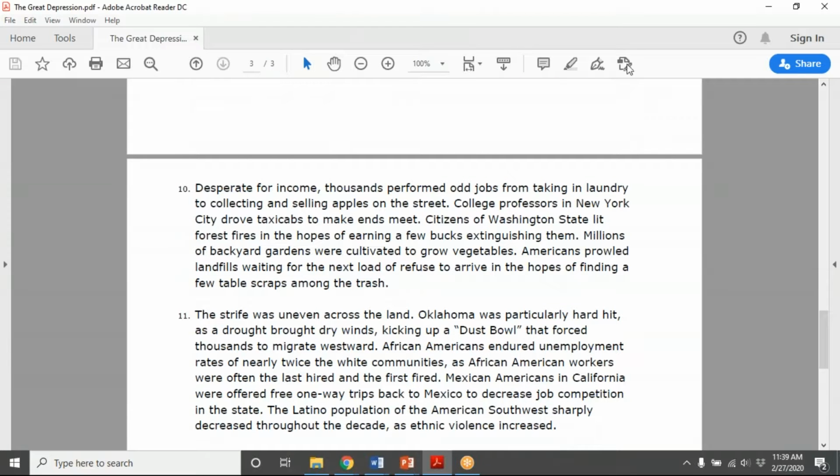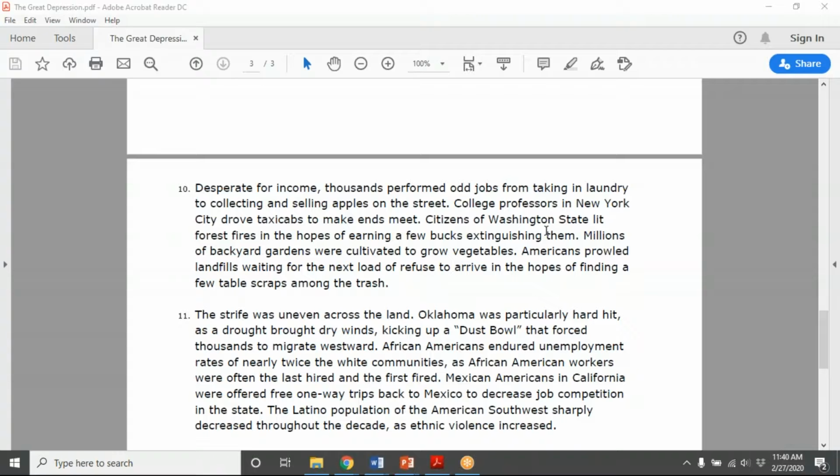Paragraph 10 says, desperate for income, thousands performed odd jobs from taking in laundry to collecting and selling apples on the street. College professors in New York City drove taxicabs to make ends meet. Citizens of Washington State lit forest fires in the hopes of earning a few bucks extinguishing them, to be hired briefly as firefighters. Millions of backyard gardens were cultivated to grow vegetables. Americans prowled landfills waiting for the next load of refuse to arrive in the hopes of finding a few table scraps among the trash. This is 25% unemployment.